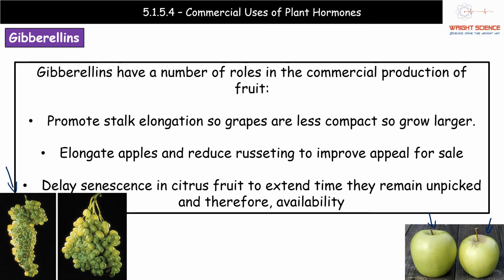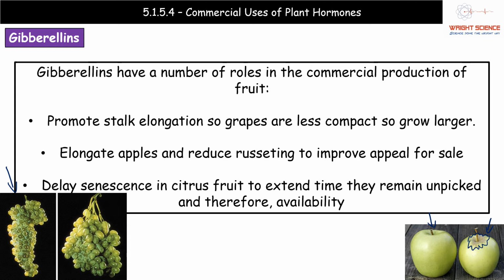The other thing it reduces is russeting. And again, you can see around the top, if you look here, you can see there's this little brown patch around the top. That's the russeting. And generally speaking, people don't like the look of it. And so we've worked out that in our commercial fruit production, if we can reduce the russeting, we make fruit that's more appealing to the masses to buy.